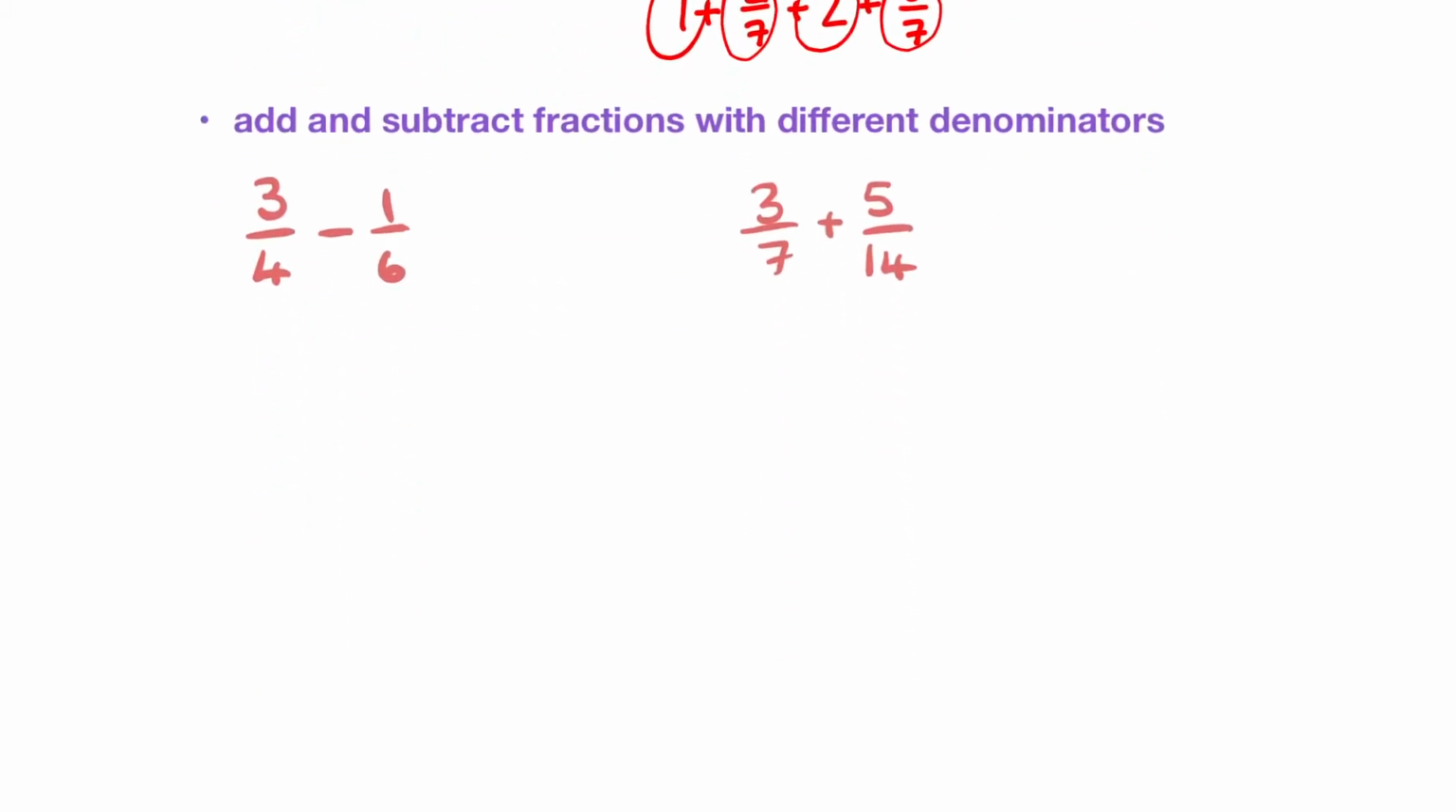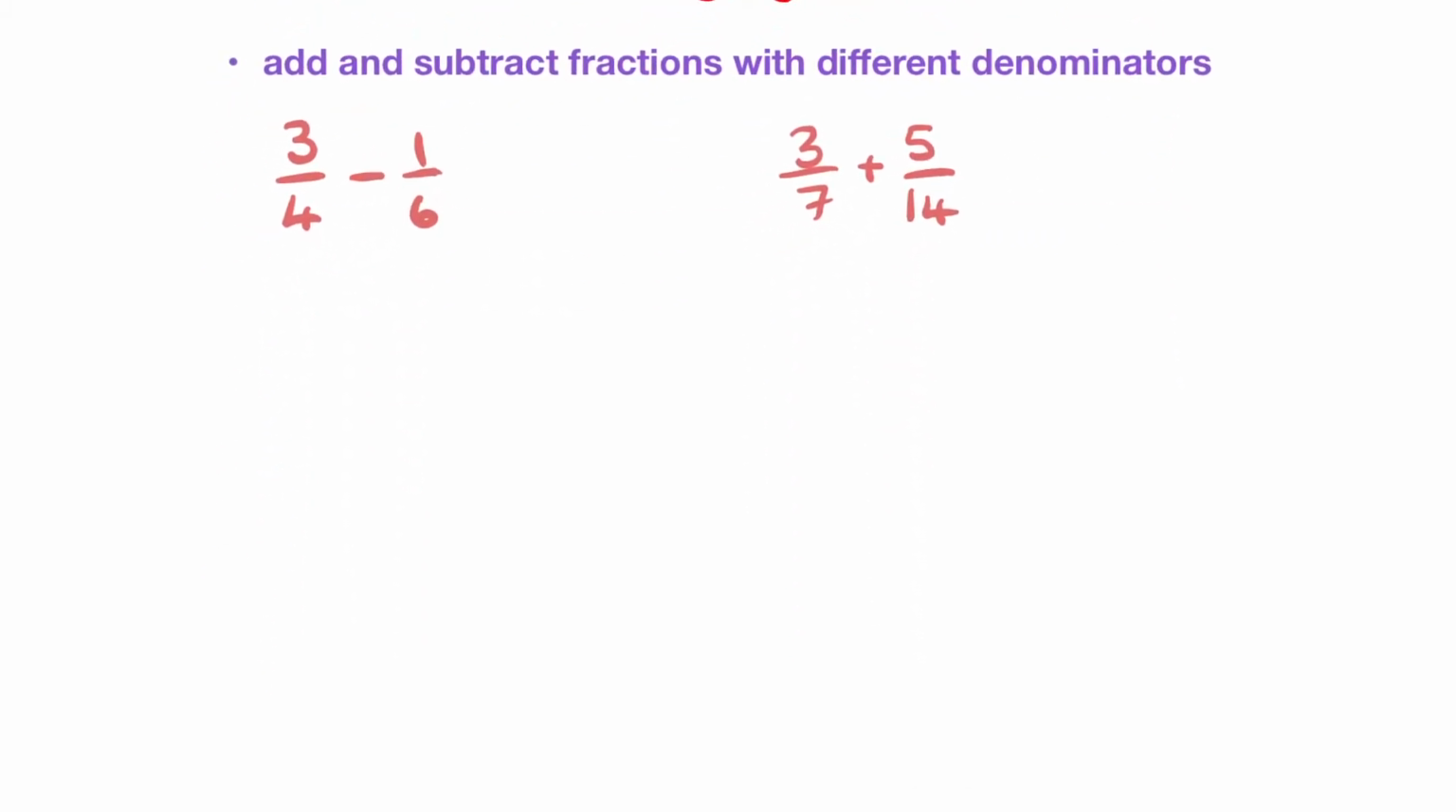Now, when we're adding and subtracting fractions with different denominators, we need to find a common denominator. So remember, in order to do that, we need to find a number that is in the 4 times table and it's in the 6 times table as well. So if you go up your 4 and your 6 times tables, then the first number you reach that's in both times tables is 12. So we're going to change these fractions to 12ths.